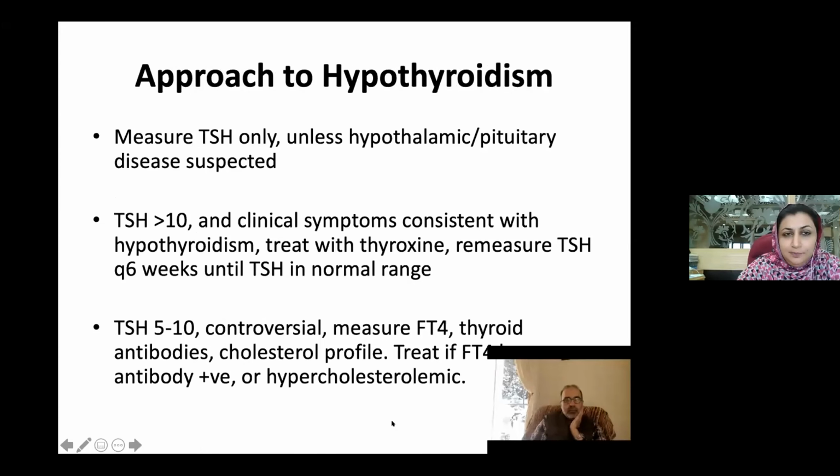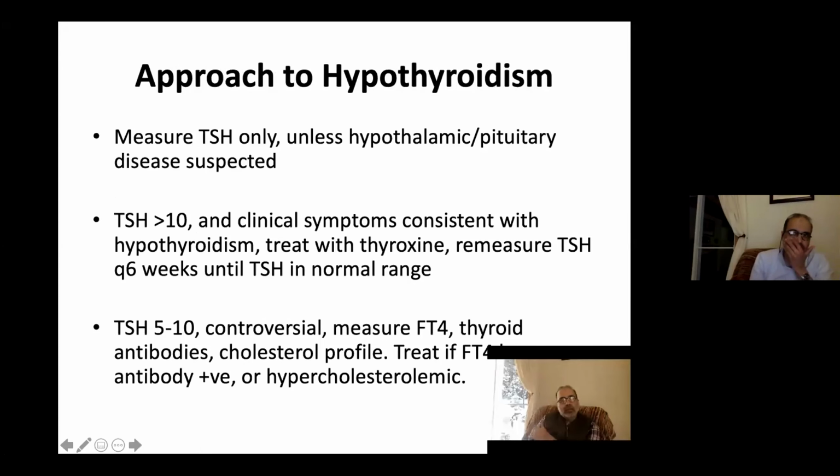How do we treat hypothyroidism? Well, we measure TSH, and we basically adjust the medication based on TSH in people who have primary hypothyroidism. If they have a pituitary problem, then obviously TSH cannot be used. In that case, you base it on T4.